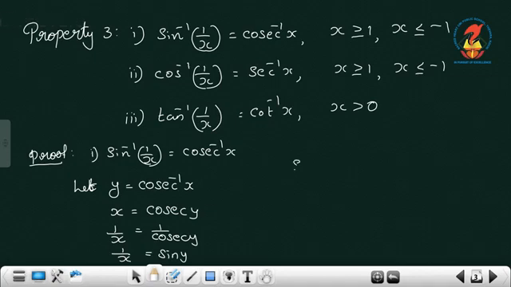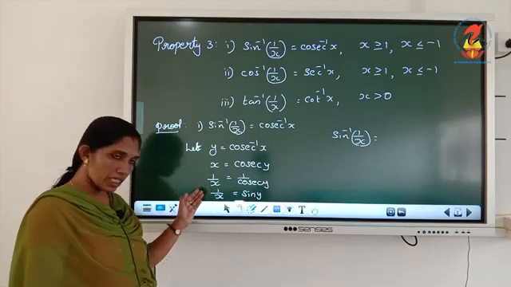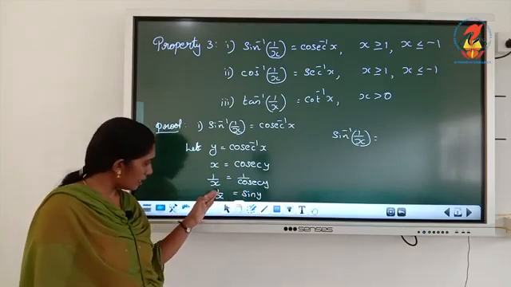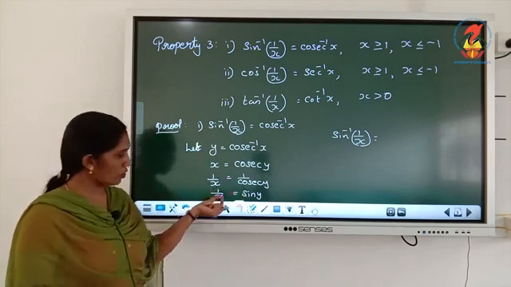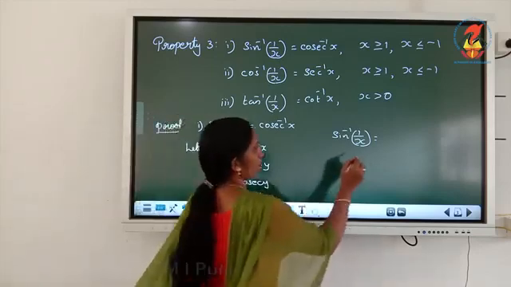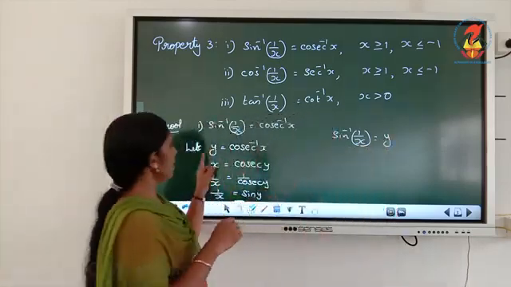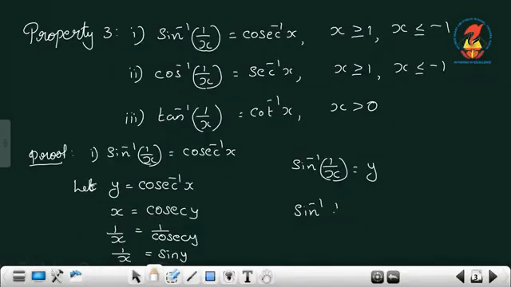So what is sine inverse of 1 by x? 1 by x is sin y. So if we take the inverse function, sine inverse, you can think of it this way also: sine inverse 1 by x becomes y. And what is y? Cosec inverse x. So what is the result? Sine inverse 1 by x is equal to cosec inverse x.